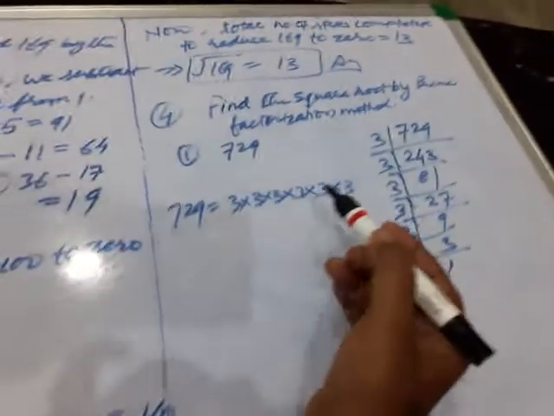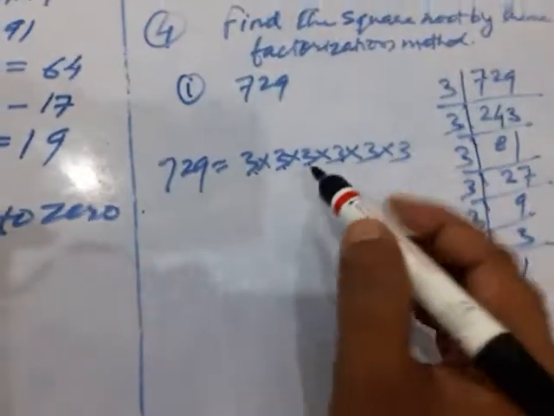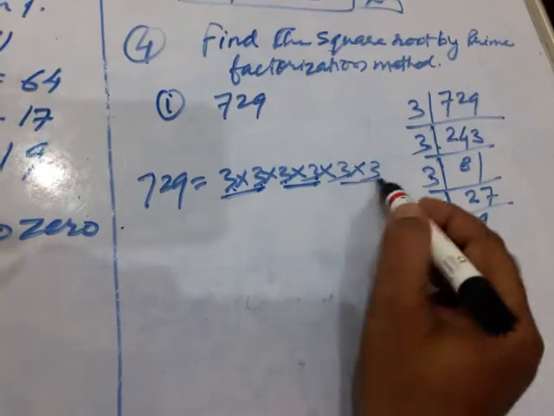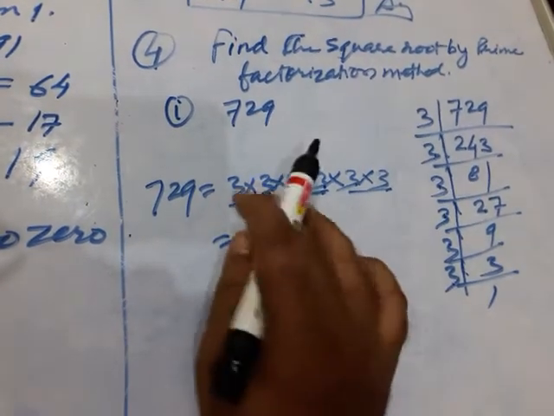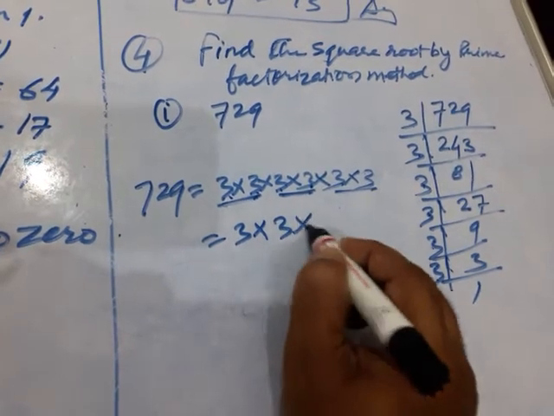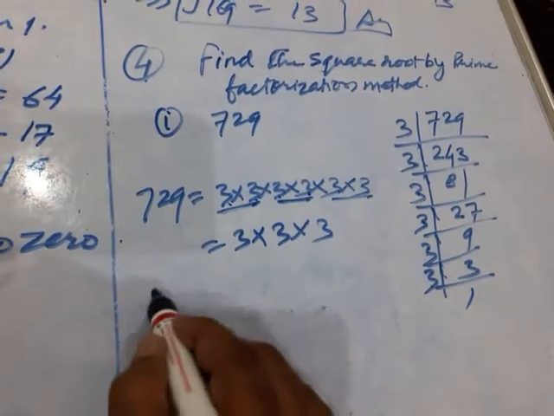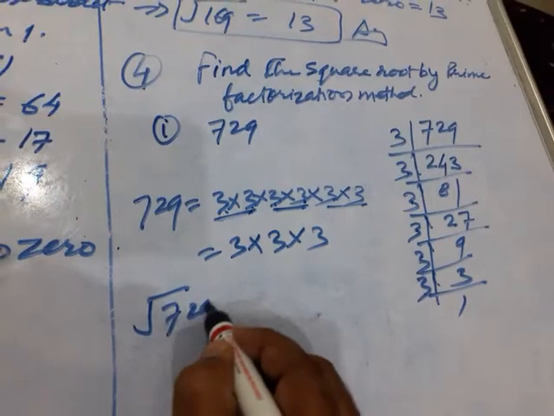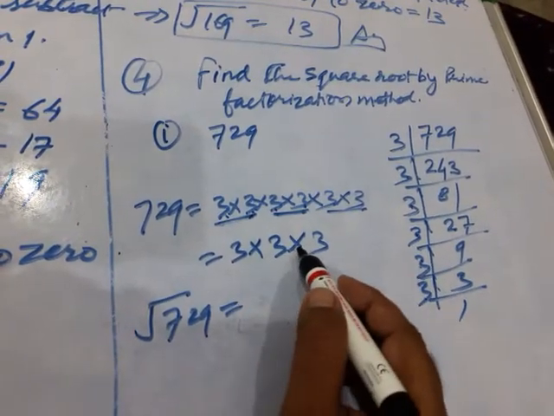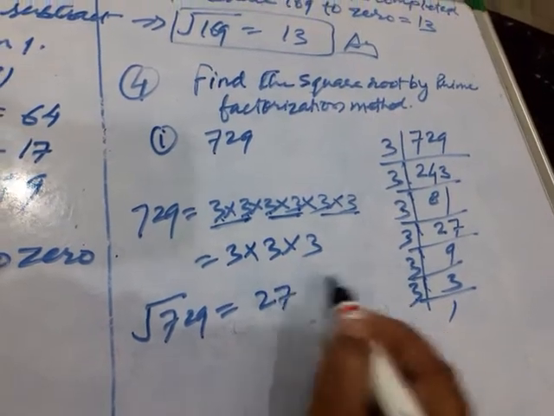Now see, since this is a square root, make pairs of these. What is this equal to? For these two 3s, one 3, and for these, another 3. What is the square root of 729 equal to? 3 threes are 9, 3 nines are 27.